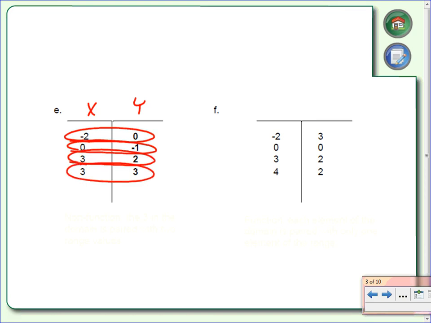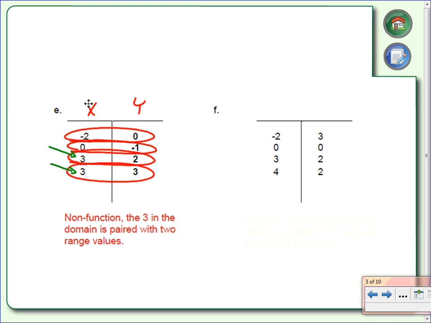What we're going to do is look at those ordered pairs and see if any of the x's are being used more than 1 time. Do any x's repeat? 3. Notice how this 3 right here is repeated. We've got 2 different y values. Therefore, this one is not a function. And again, it's not a function because the 3 repeats. Y's are okay. Y's can be repeated. It's the x's that cannot be repeated.